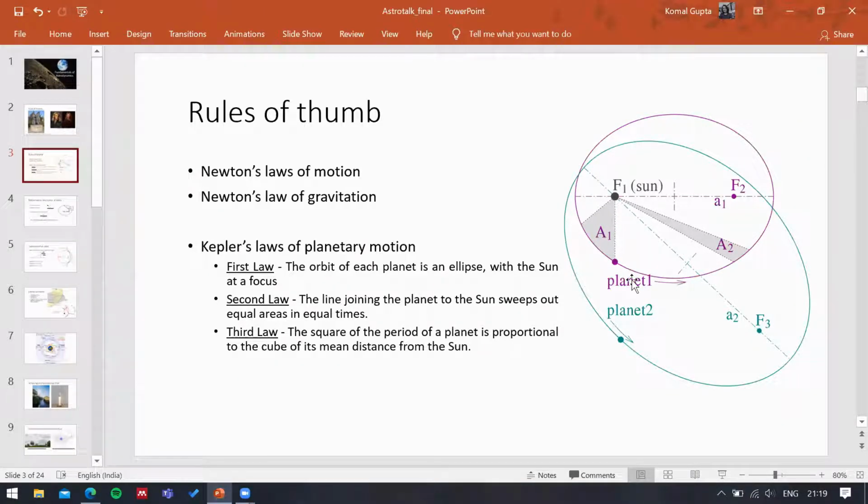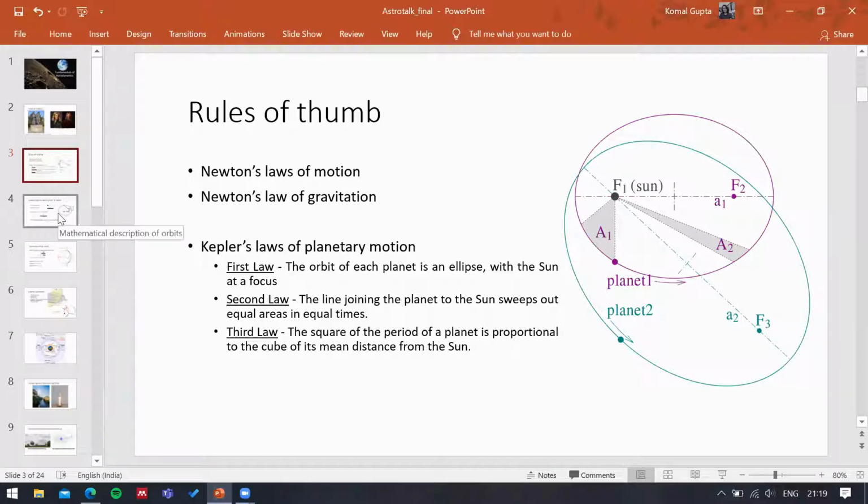The third law is that if the ratio of the semi-major axes of these two orbits is a1 to a2, then the period would be proportional to the cube of that ratio. So the square of the ratio of periods would be proportional to the cube of the semi-major axis ratio.